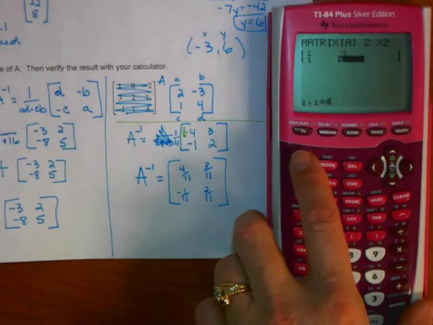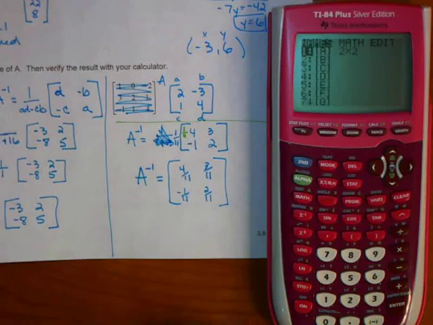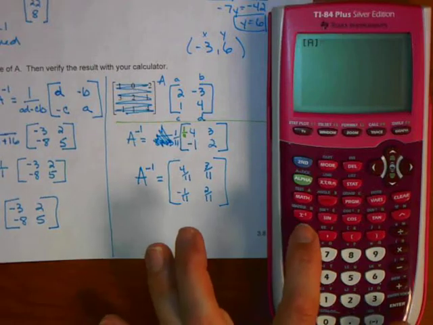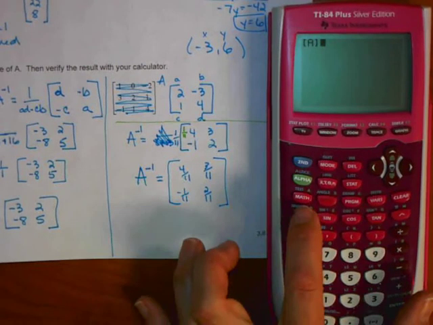Okay, watch. So I want the inverse of A. So I'm going to call up my matrices, which I only have one. I'm going to choose the one I want. Look at this button right here. Can you see it? X to the negative 1. That's finding the inverse. So you push it. It's right under the math button.